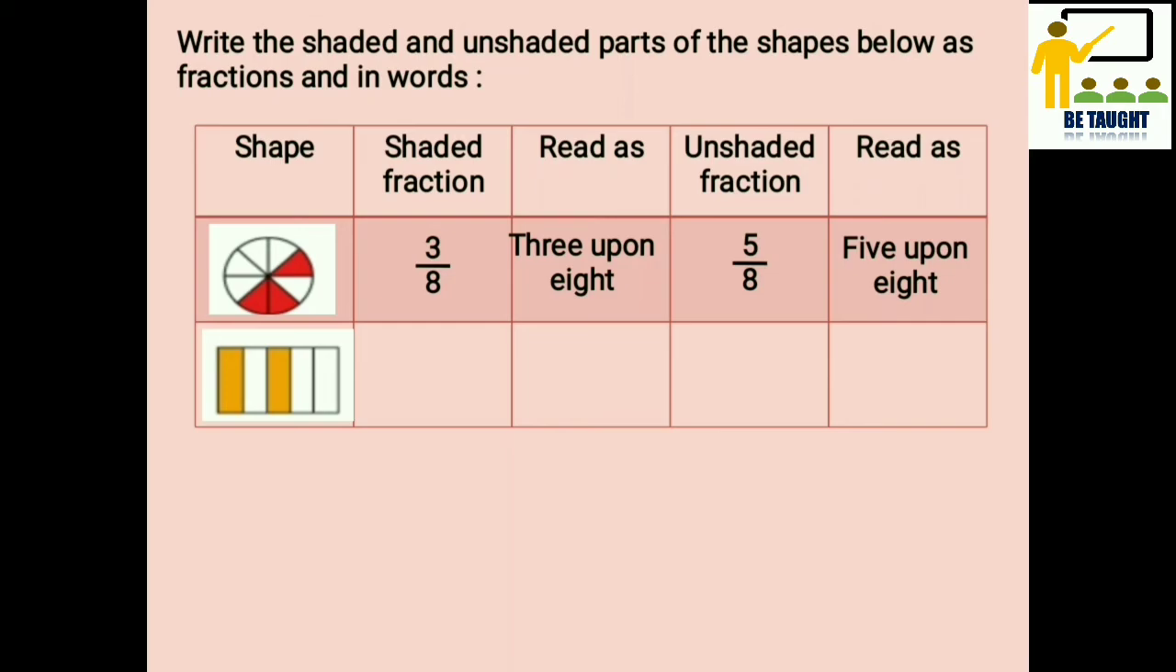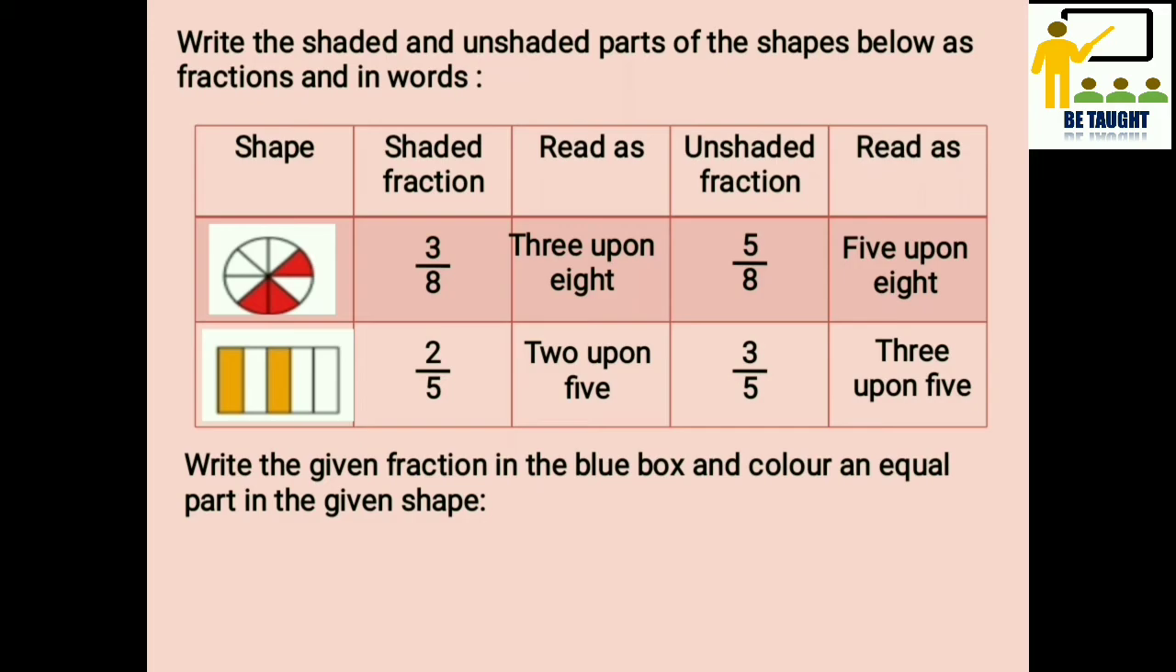A rectangle shape is given to us. The shaded fraction is 2 upon 5 because 2 boxes are being colored over there. And it will be read as 2 upon 5. Unshaded fraction is 3 upon 5. And it is read as 3 upon 5.